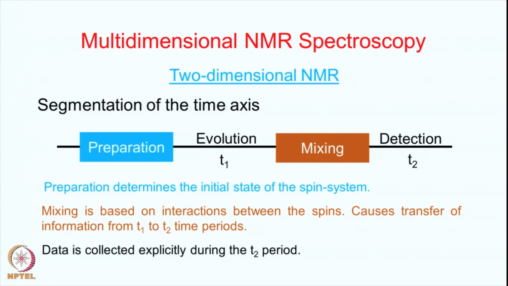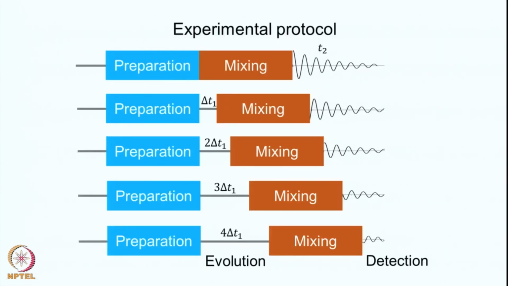Now, how is the experiment actually performed? Experimental protocol is given here. So, you do a series of experiments. In other words, you collect a series of FIDs. Typically the data you collect is in the form of FID, and that happens in the t2 period. So, here you have the preparation period and the evolution time here is 0.